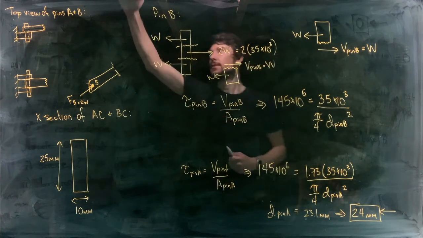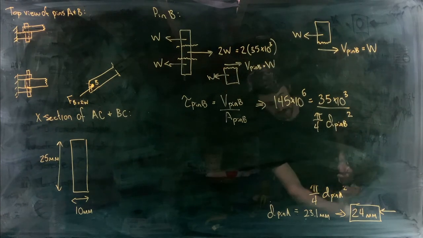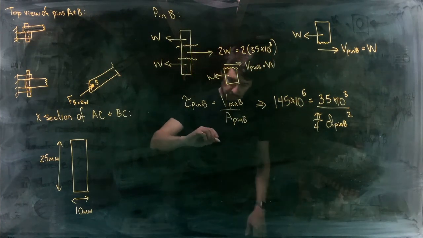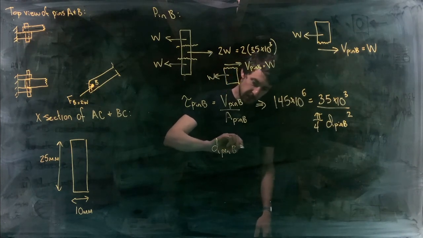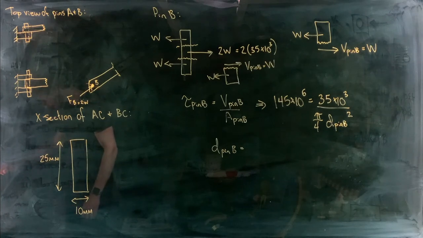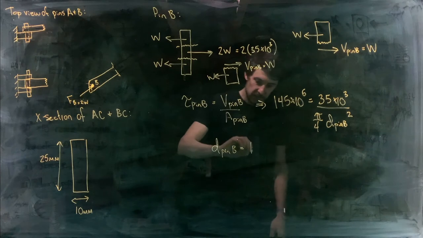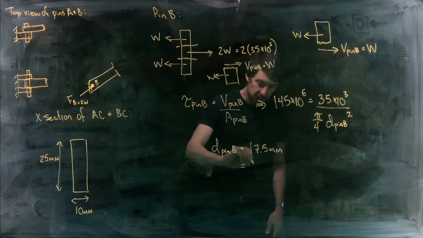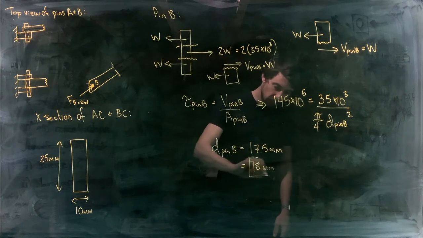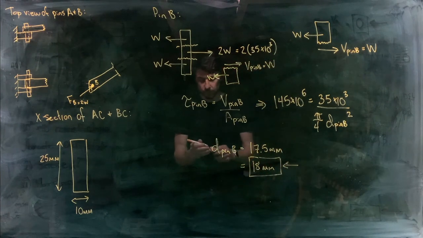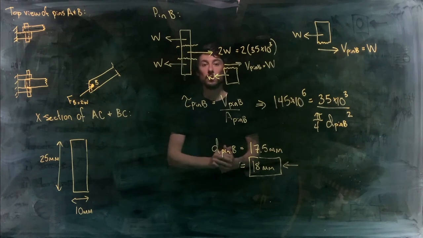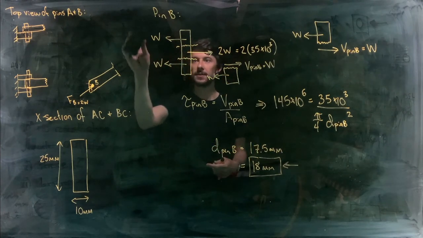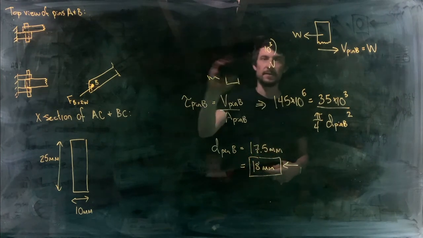Okay, let's run the numbers on that and see what it gives us. Diameter of pin B comes out to be 17.5 millimeters. Okay, and again, we have to round up for safety in this case. 18 millimeters. Okay, great. So that's that problem taken care of. Hopefully that gave you a good review of taking apart assemblies and doing section cuts and that sort of thing.